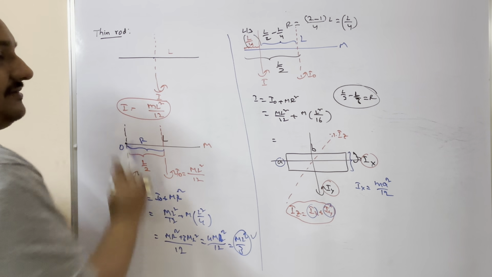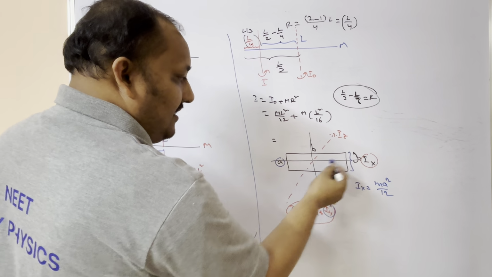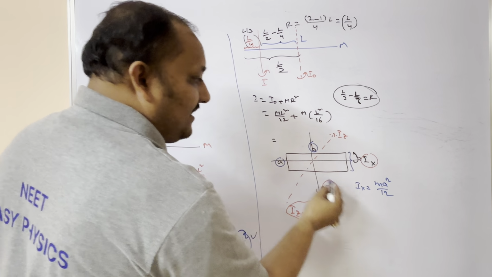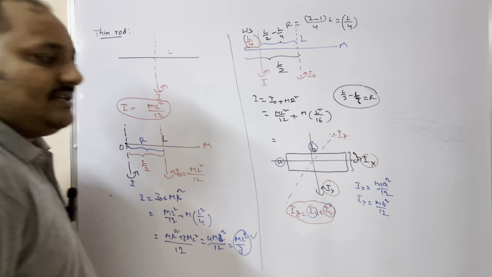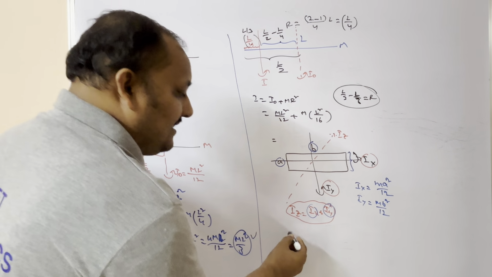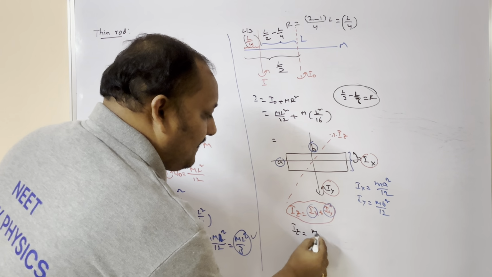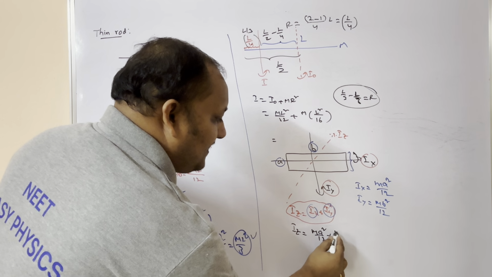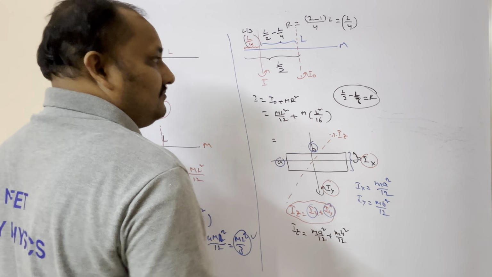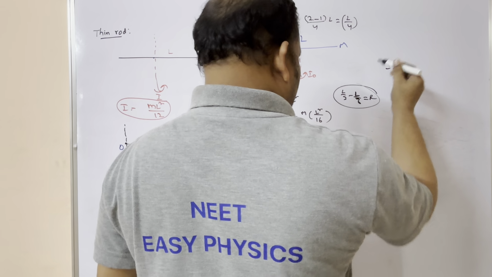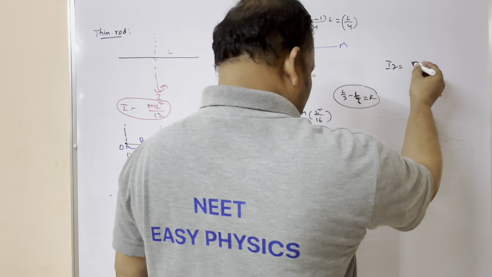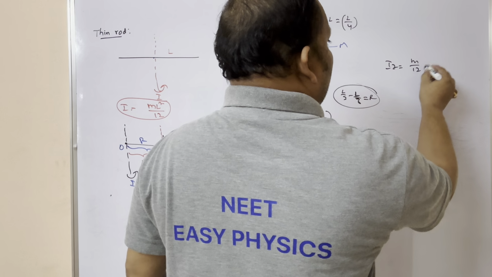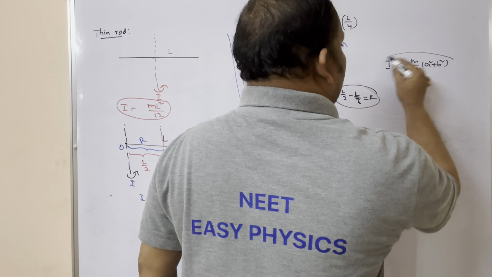We will apply this. Next, Iy is perpendicular to B. That is nothing but m B square by 12. Now Iz is nothing but m A square by 12 plus m B square by 12. So Iz, or moment of inertia perpendicular to its plane passing through its center, is going to be m by 12 (A square plus B square).